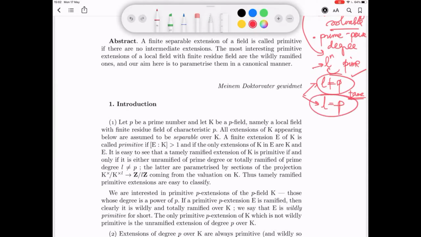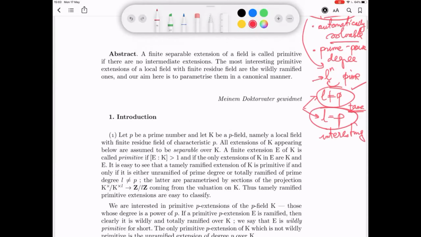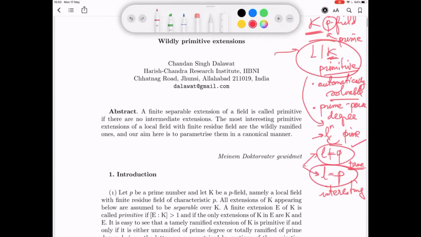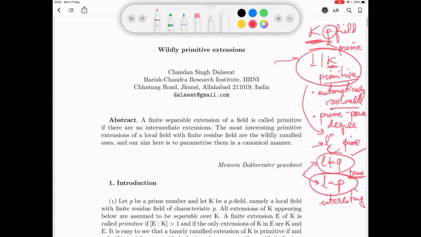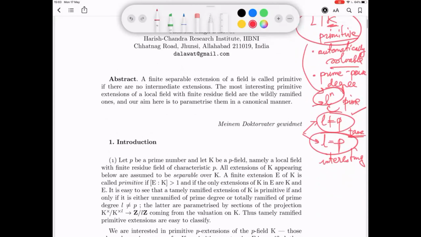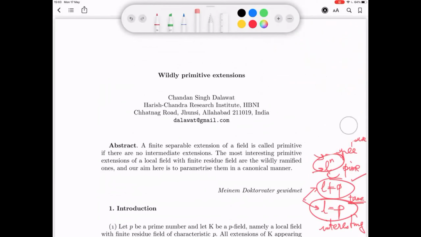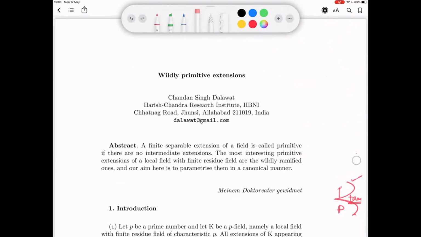So the interesting thing is the case when L is equal to P, which is to say that we are now looking at primitive extensions of K of degree P to the n, right? Normally the degree was L to the n, but L is equal to P. So we stop using this notation L altogether, and we just look at extensions of degree P to the n. So that's what we are going to do today.